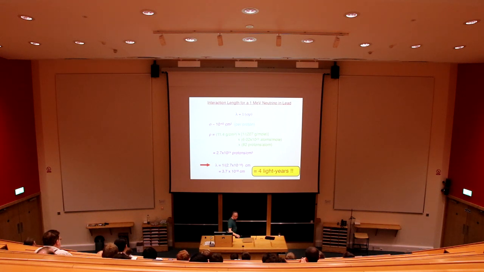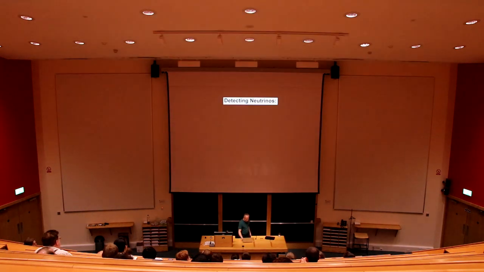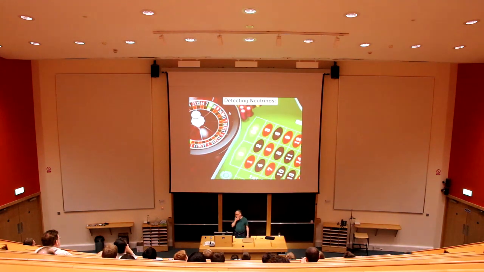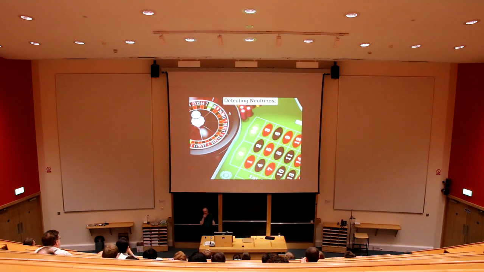So the only way you can actually detect neutrinos is to play a numbers game. You have to look for very intense sources of neutrinos, build as large an experiment as you can manage in a quiet place, and every now and again, by just dumb luck, you'll get interactions. And that's the only thing you can do.